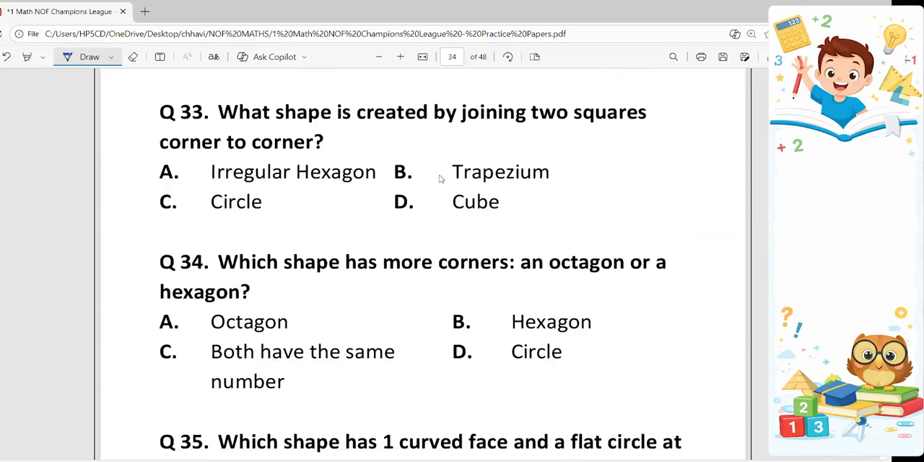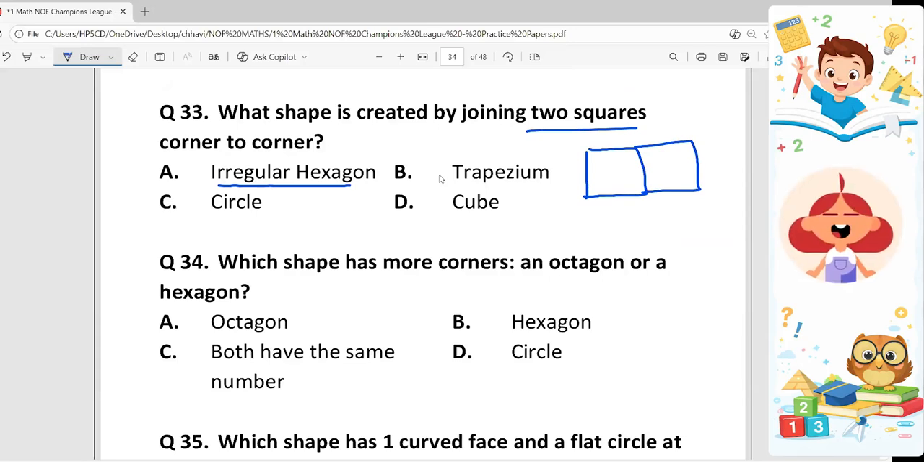33rd. What shape is created by joining two squares corner to corner? See now, when two squares are joined corner to corner, it will make an irregular hexagon. Okay? When we join it, it will make an irregular hexagon. So this is the correct answer.